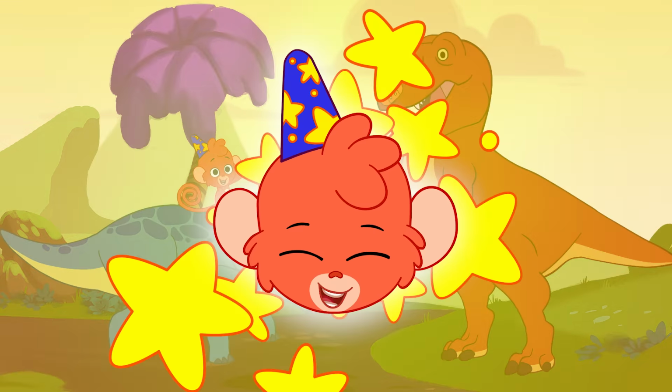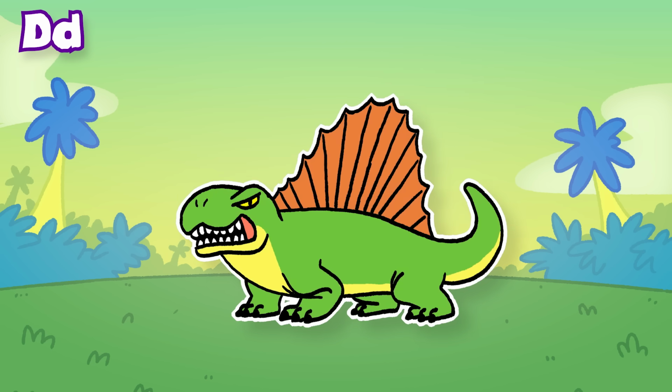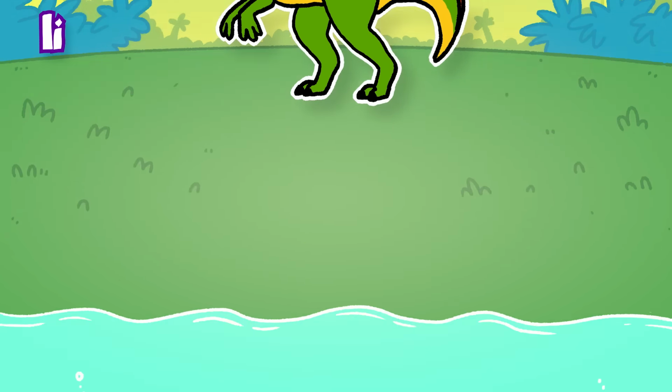A. Ankylosaurus. B. Brachiosaurus. C. Carnotaurus. D. Dimetrodon. E. Elasmosaurus. F. Fabrosaurus. G. Gigantosaurus. H. Hadrosaurus. I. Ichthyosaurus. J. Giraffinator.